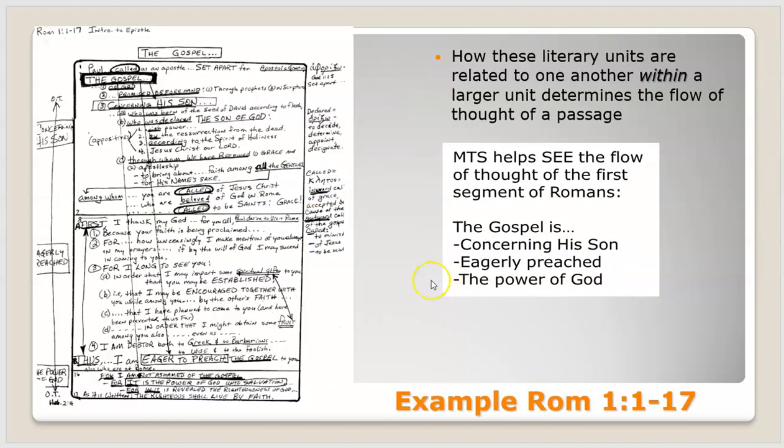Now, how literary units are related to one another within a larger unit determines the flow of thought. And so, for example, how these paragraphs are related. That is, paragraph 1, verses 1 through 7, paragraph 2, 8 through 15, and paragraph 3, 16 through 17 of chapter 1 of Romans, the first part of Romans chapter 1. Those three paragraphs, how they're related to each other, make up the flow of thought. So what is the theme that runs through all of these paragraphs that unite these paragraphs into a segment? It's the theme of the gospel.